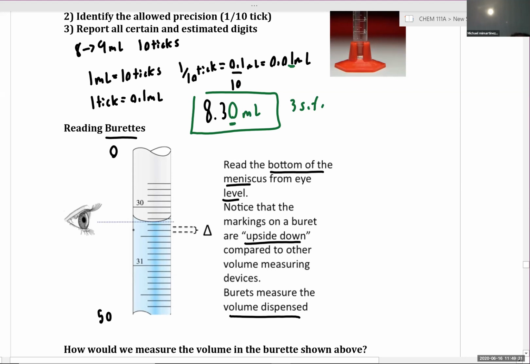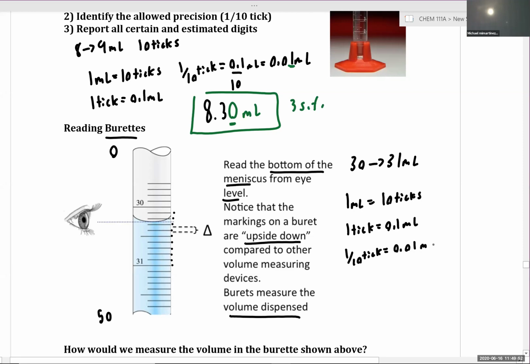So I always like to annotate. From 30 to 31 milliliters, it takes me 1, 2, 3, 4, 5, 6, 7, 8, 9, 10 ticks. So 1 mil is equal to 10 ticks. So 1 tick is 0.1 milliliter. 1/10 of a tick is 0.01 milliliter.